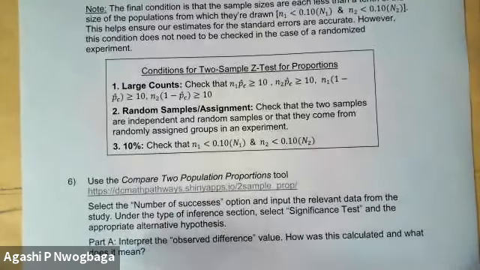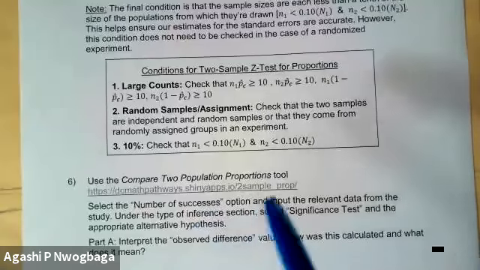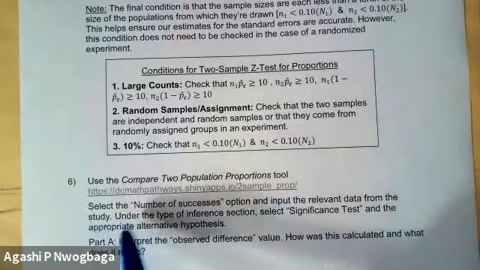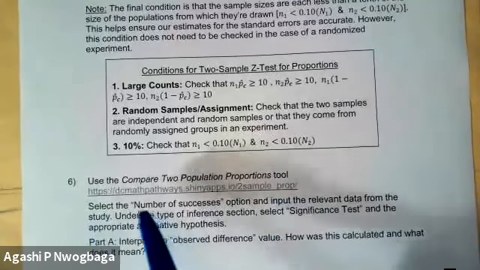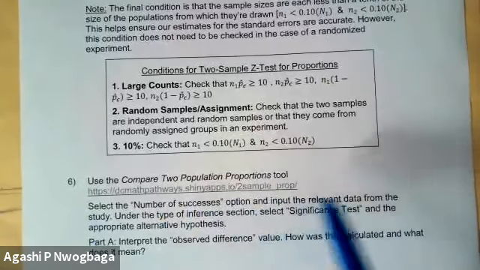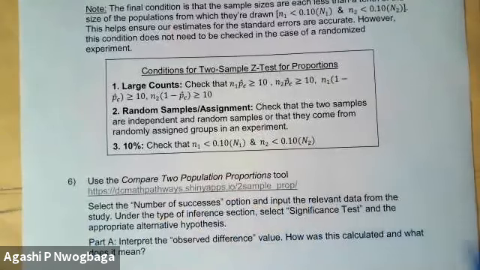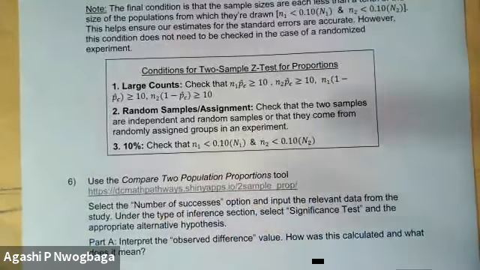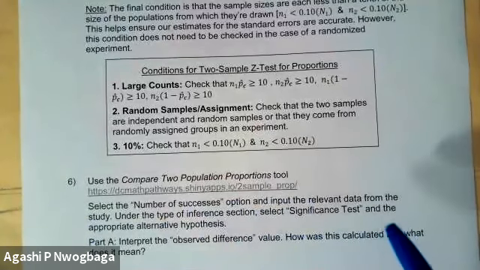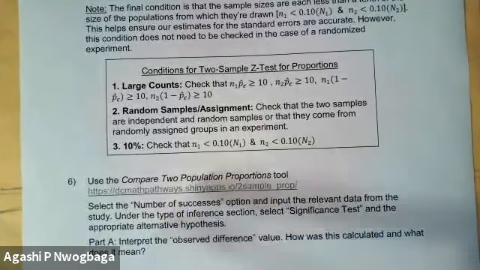Number 6, we can use compare 2 population proportions from the app, https://dcmathpathways.shinyapps.io/2sample.prop. Select the number of successes option and input the relevant data from the study. Under types of inference, select significance test and appropriate alternative hypothesis.